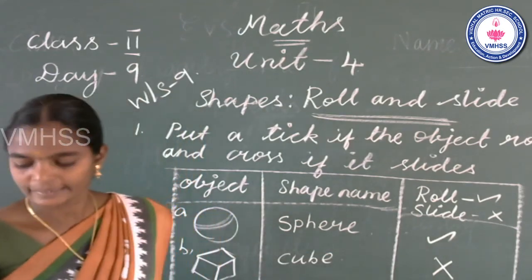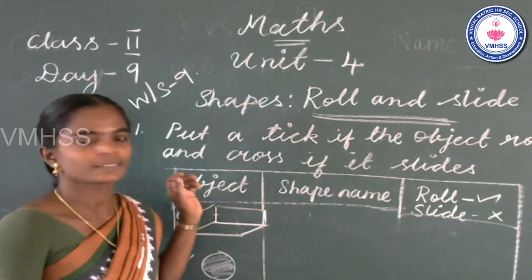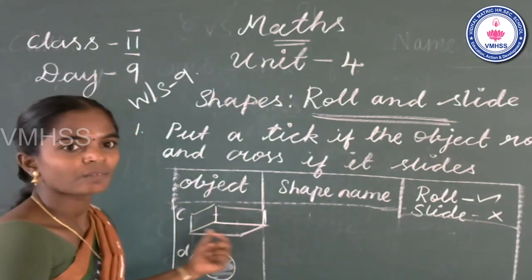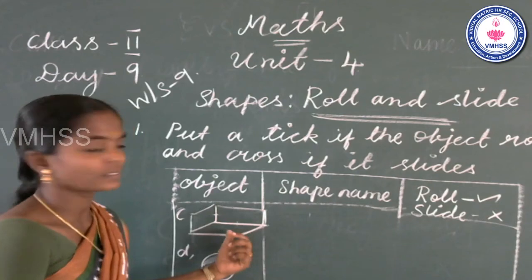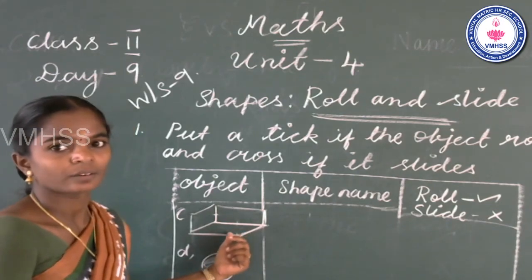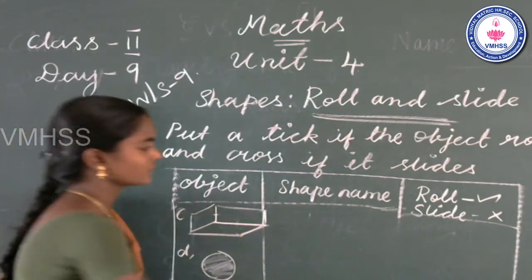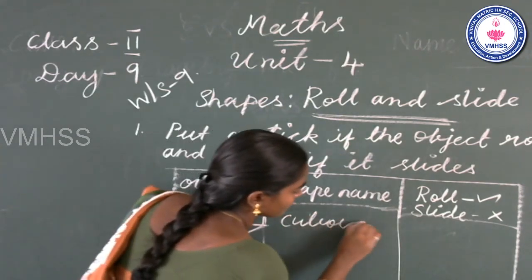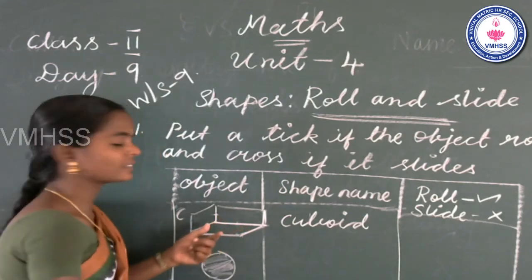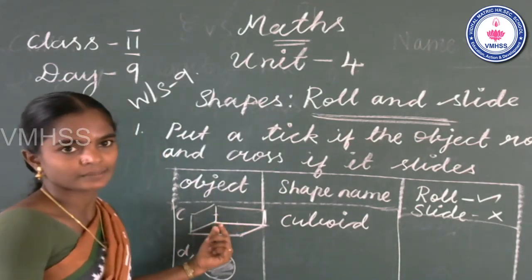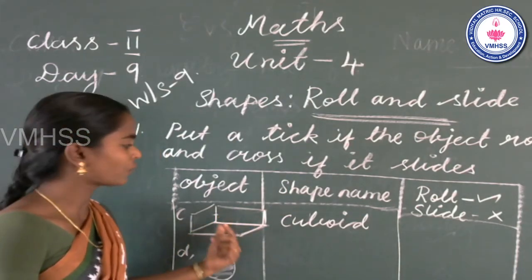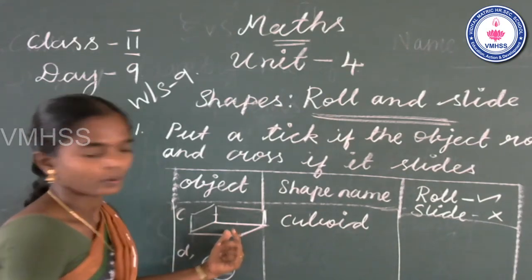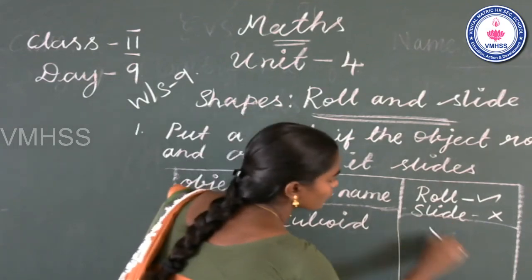Next third one listen. Students listen. See the next one. Next is C. What is the shape? Very good. Cuboid. Children listen here. So the shape name cuboid. Children, cuboid has 6 flat faces. So it will slide. So put cross.